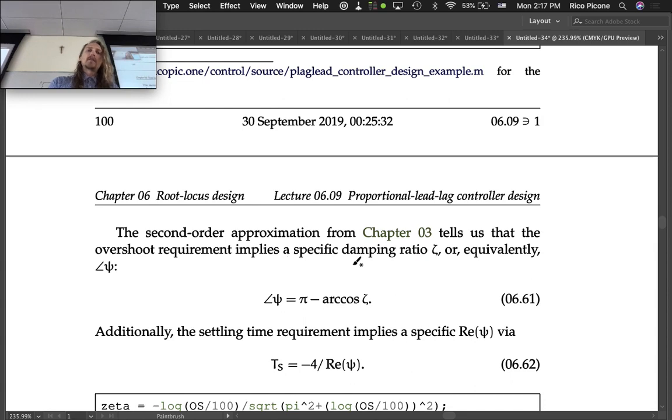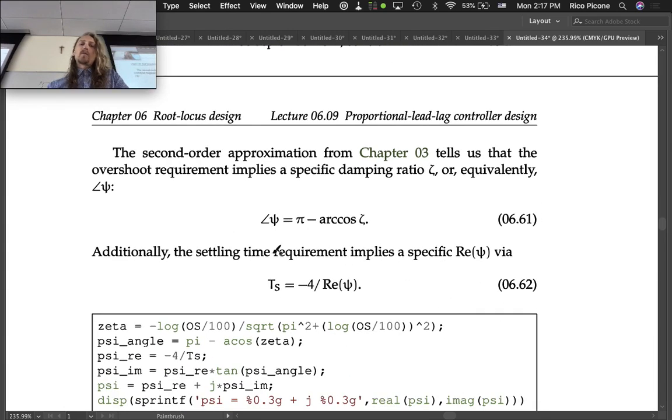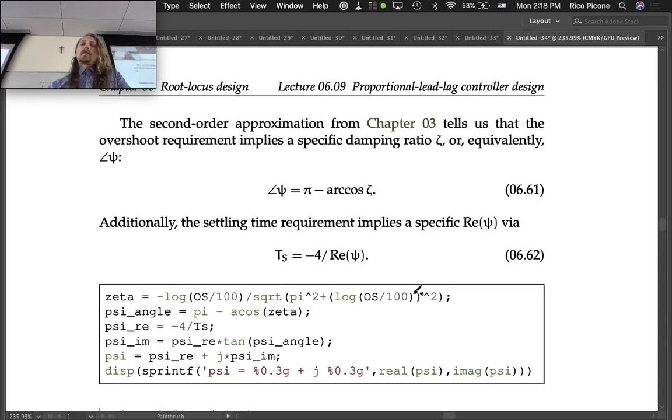The second order approximation from chapter 3 tells us that the overshoot requirement implies a specific damping ratio zeta, or equivalently the angle of our design point psi: pi minus the arc cosine of zeta. Additionally, the settling time requirement implies a specific real part of psi via the relationship that the settling time is equal to -4 over the real part of psi. You're probably remembering this equation with zeta and omega n in it, and it being positive, but they're equivalent.